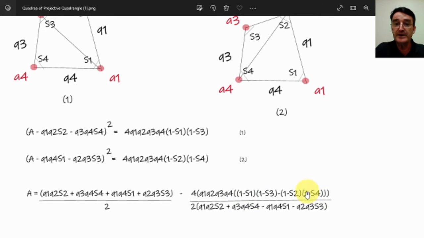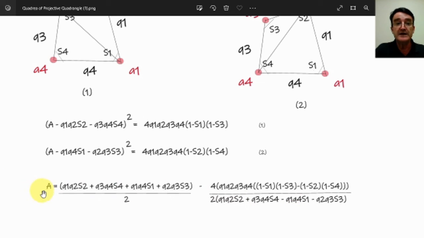all of that divided by 2 times, in brackets, Q1 times Q2 times S2 plus Q3 times Q4 times S4 minus Q1 times Q4 times S1 minus Q2 times Q3 times S3. Okay, so this is the common solution to these 2 quadratic equations, 1 and 2, and you'll notice that there is no square root symbol involved in this at all. So we're getting the solution of a quadratic equation without any square roots.